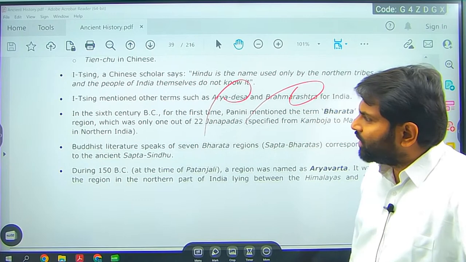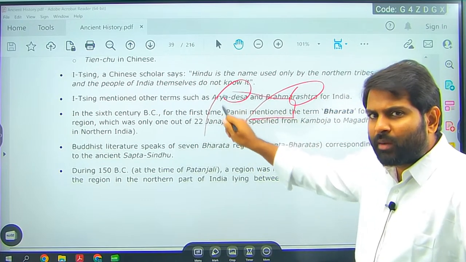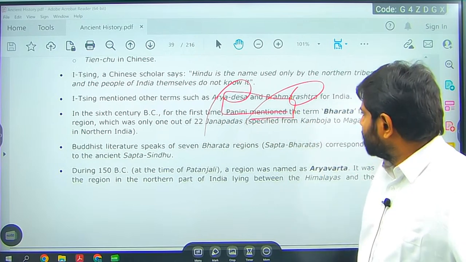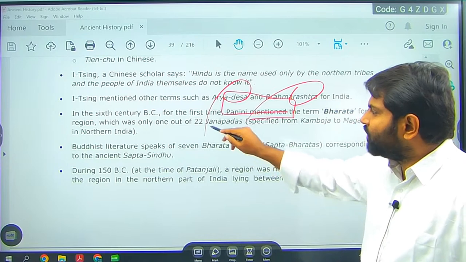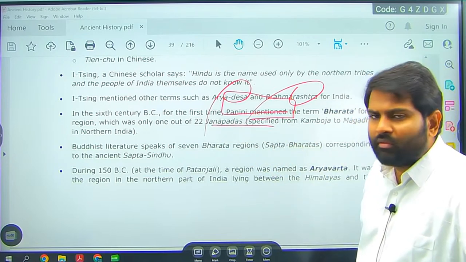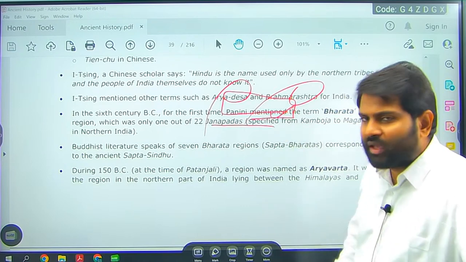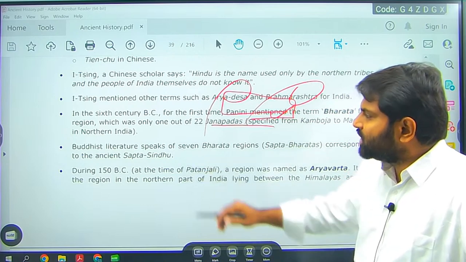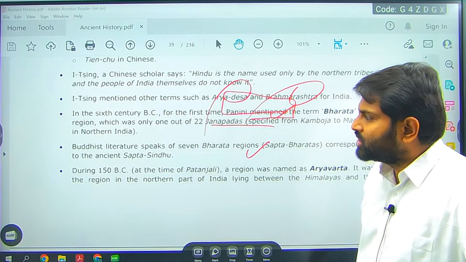Brahmarashtra for India. In the 6th century BC, for the first time Panini, we spoke about Panini, Ashtadhyayi, used the term Bharata for a region which was one out of 22 Janapadas specified from Kamboj to Magad in India. Bharata, right? So Panini mentioning the Bharata word. Buddhist literature speaks about seven Bharata regions, Sapta Bharatas, corresponding to ancient Sapta Sindhu.